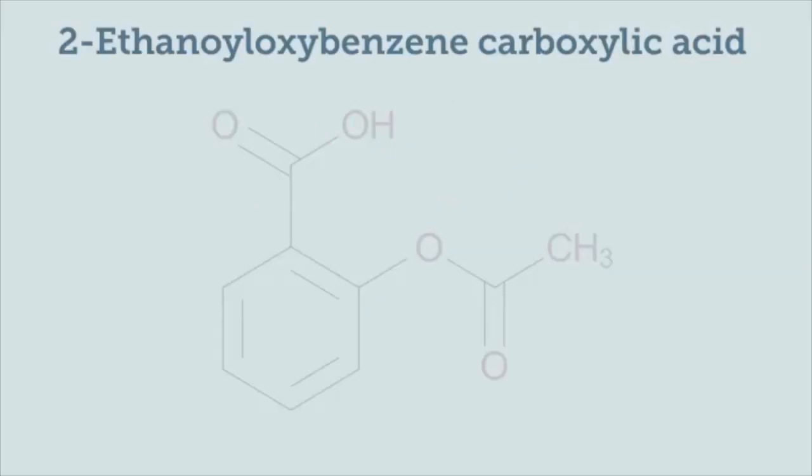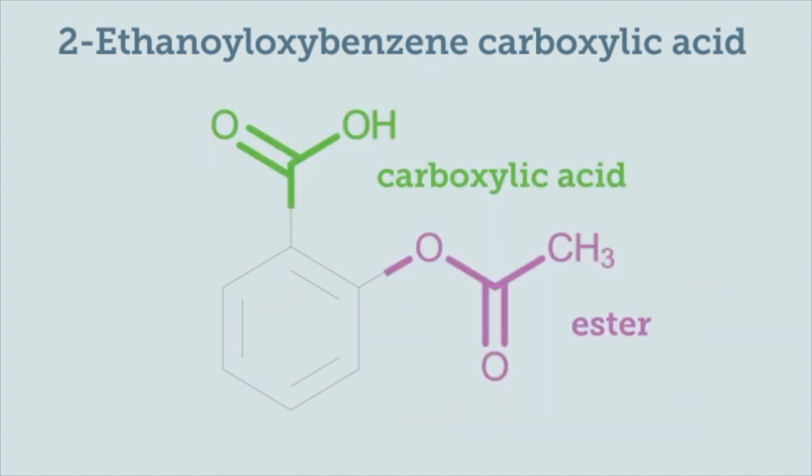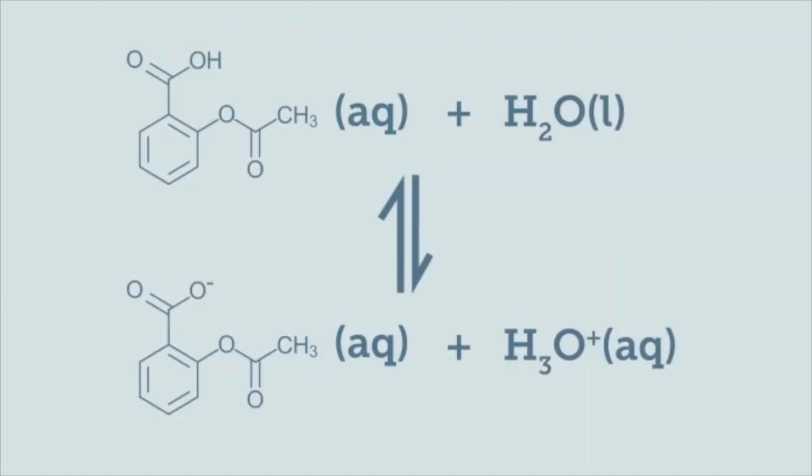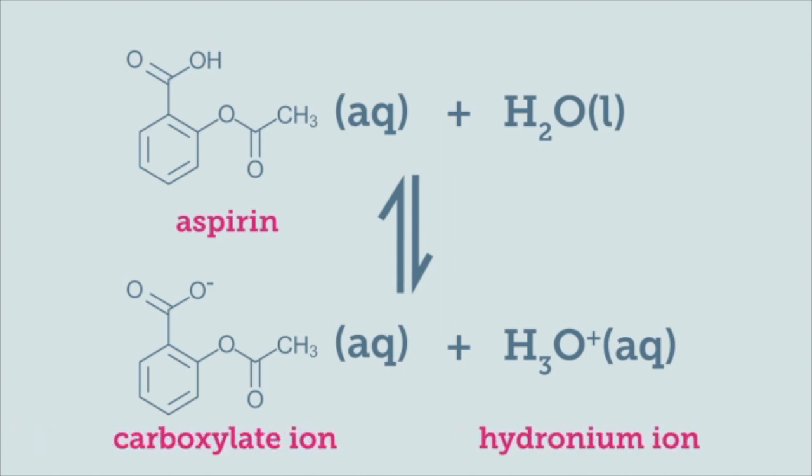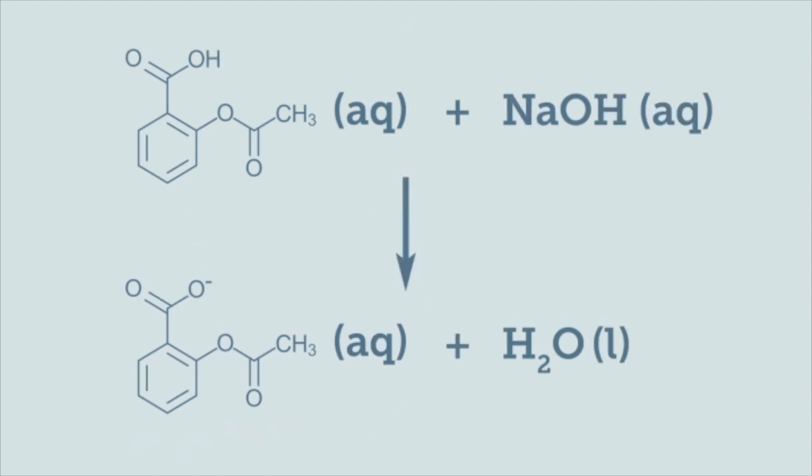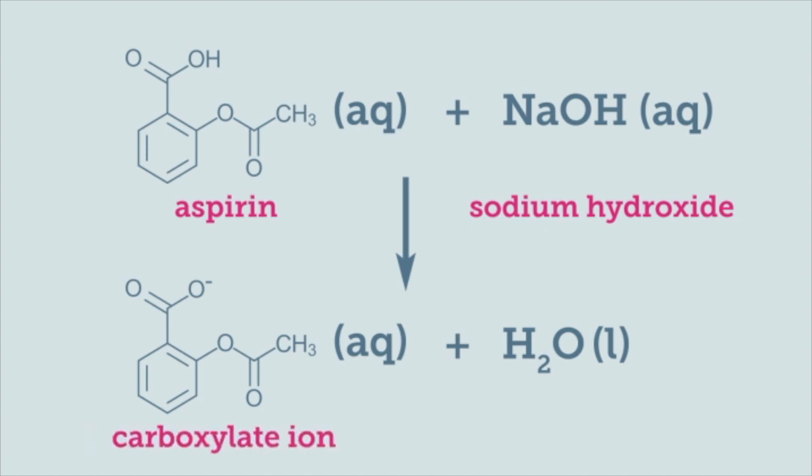The chemical name of aspirin is 2-ethanoyloxybenzene carboxylic acid. Aspirin contains a carboxylic acid group, an ester group, and a phenol group. Aspirin is a weak acid, so it only partially dissociates in water to form an equilibrium mixture with its carboxylate and hydronium ion. When a weak acid such as aspirin reacts with a strong base, the carboxylic acid group is fully deprotonated to form a carboxylate ion and water.